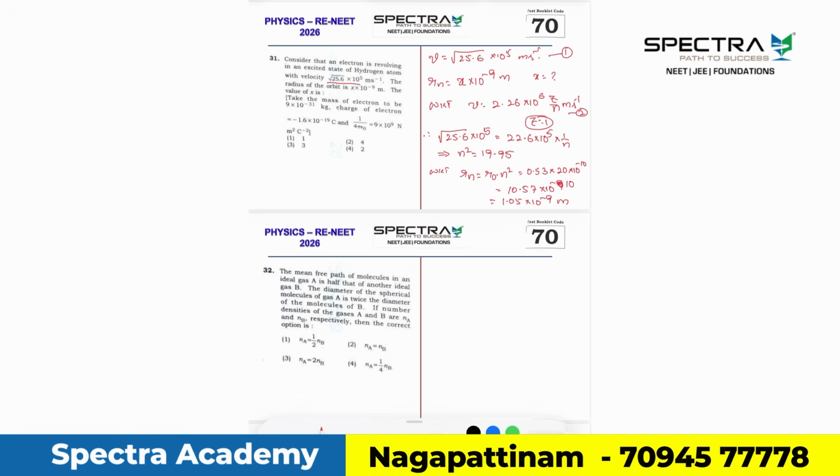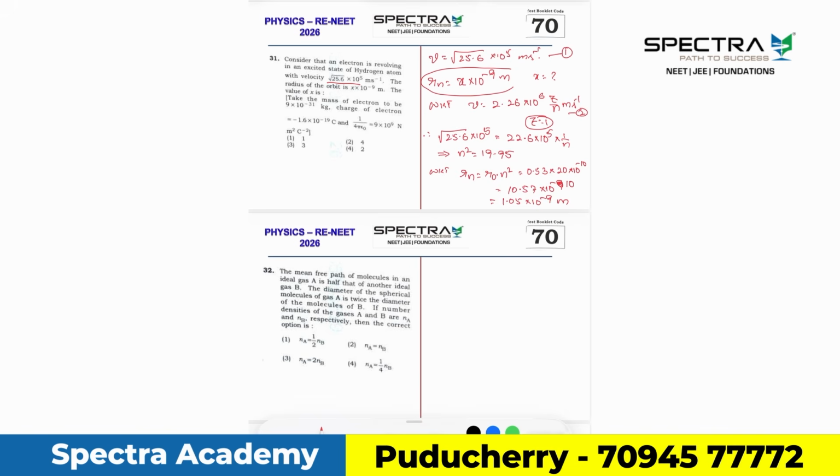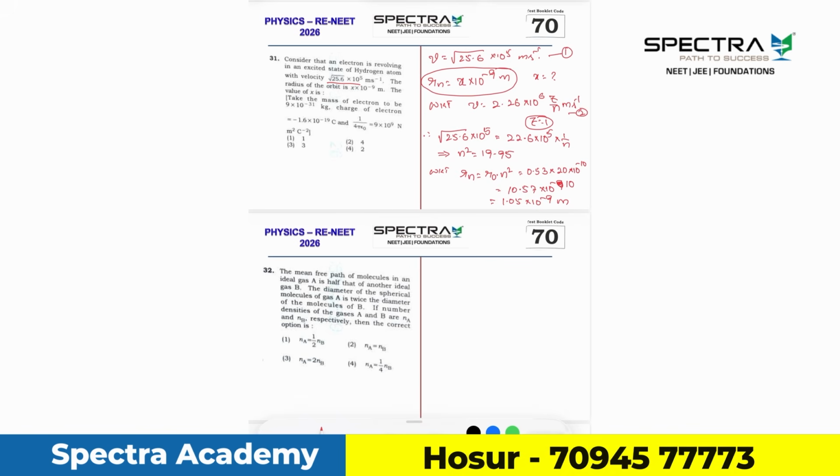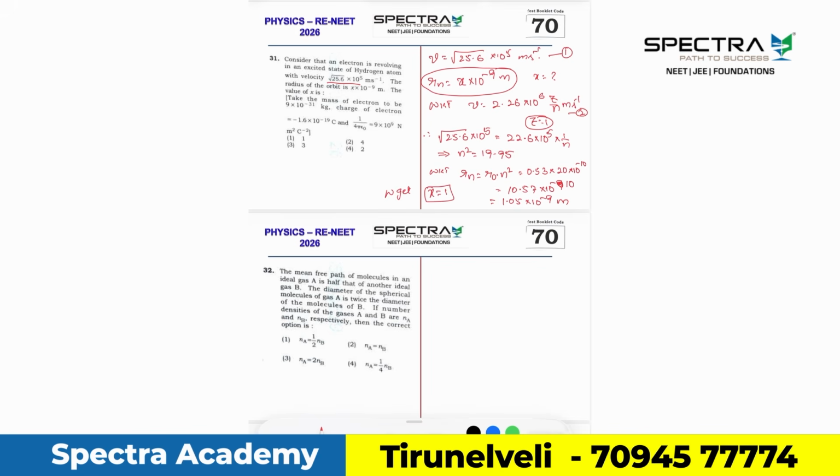So comparing the radius Rn is equal to x into 10 power minus 9 with 1.05 into 10 power minus 9, we get x is equal to 1. Hence we can select option 1 as the right answer. I hope it is clear to you.